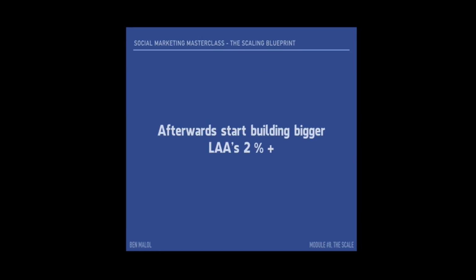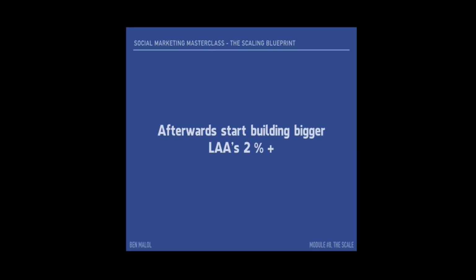Afterwards, you start building bigger lookalike audiences. The next step is to build a 2%. You remember what I showed you in the last video on how to do that correctly, the 1 to 2%, and then you do the same exact excluding process. You only do this to lookalike audiences that worked, by the way.